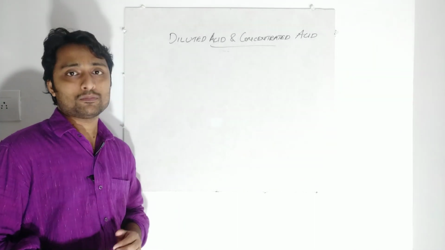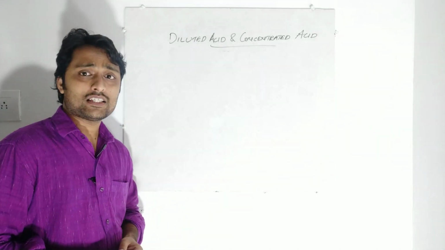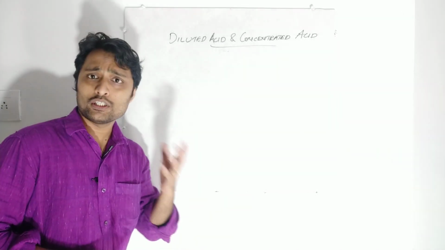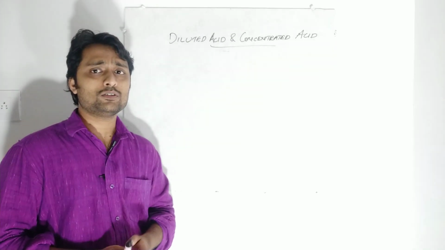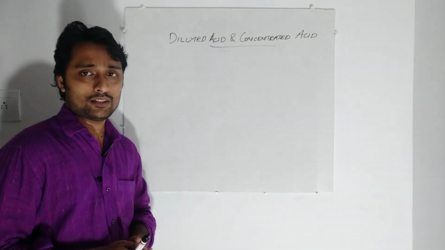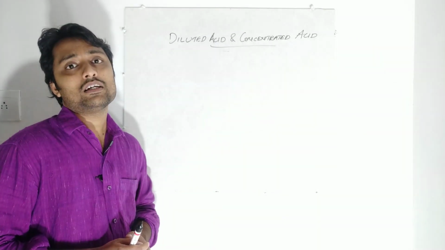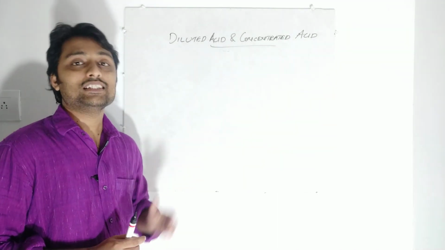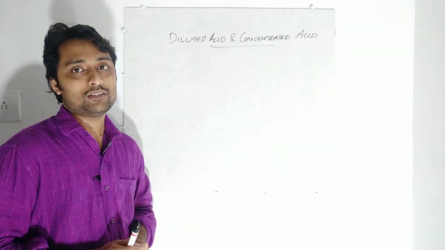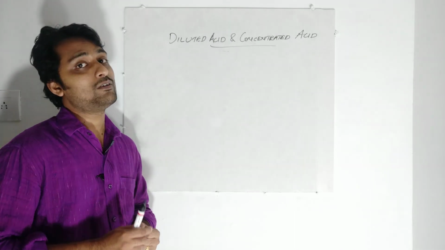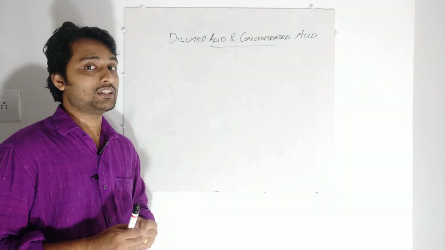Today we are going to discuss diluted acid and concentrated acid. So what is diluted acid? Very simple. Diluted acid means it is mixed with water. That is diluted acid, acid mixed with water.